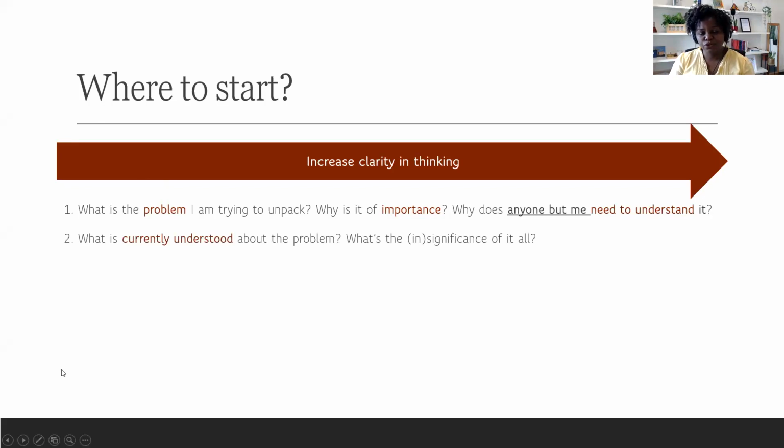Then, in order for you to do this right, you also have to have an idea of what's currently understood about the problem and what's the significance of this. Some knowledge sometimes already goes a long way in giving us a good foundation on which to build. And sometimes the knowledge that we have probably overlooks certain things. So it has blind spots that you might want to exploit. So just taking the time to consider what is currently understood helps you to see if you're going to build on an already well-established knowledge base, or if you're going to shine the spotlight on a blind spot of that knowledge base.